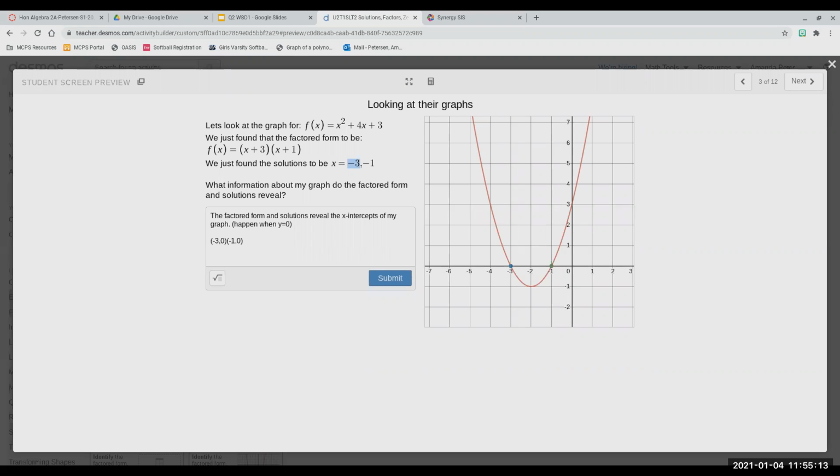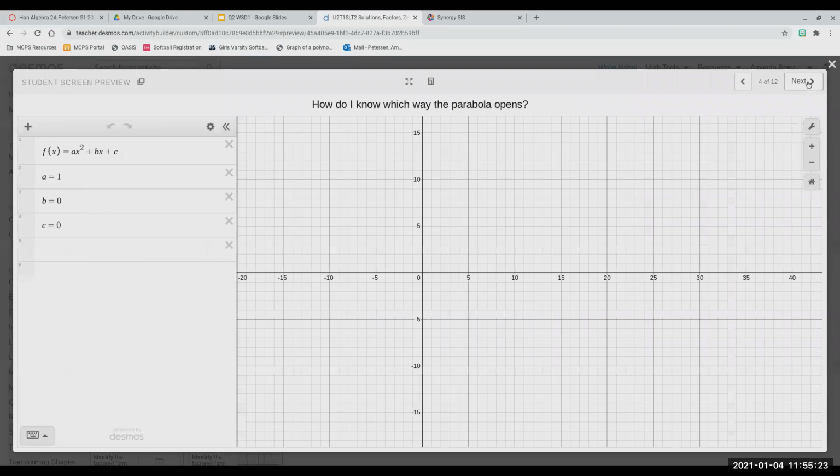Now what we're going to look at on the next slide is, how do I know if my parabola, that's the U shape, it's called a parabola, is opening up or not? Well, go ahead, pause the video, and change the values of A, B, and C, and see which one is going to change how my graph opens up.